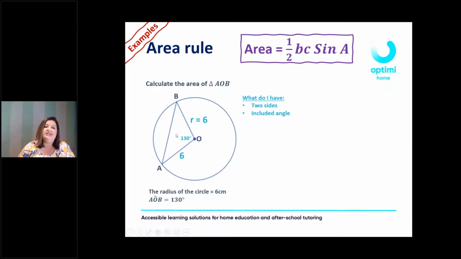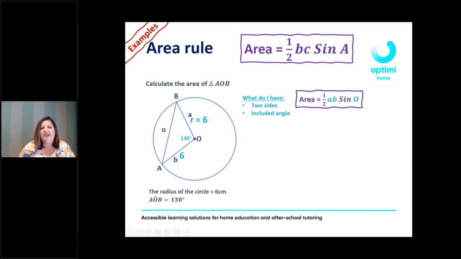I start with naming my sides again. So the side opposite angle A will be small letter a. The side opposite angle B will be small letter b, and the side opposite angle O will be small letter o over there.